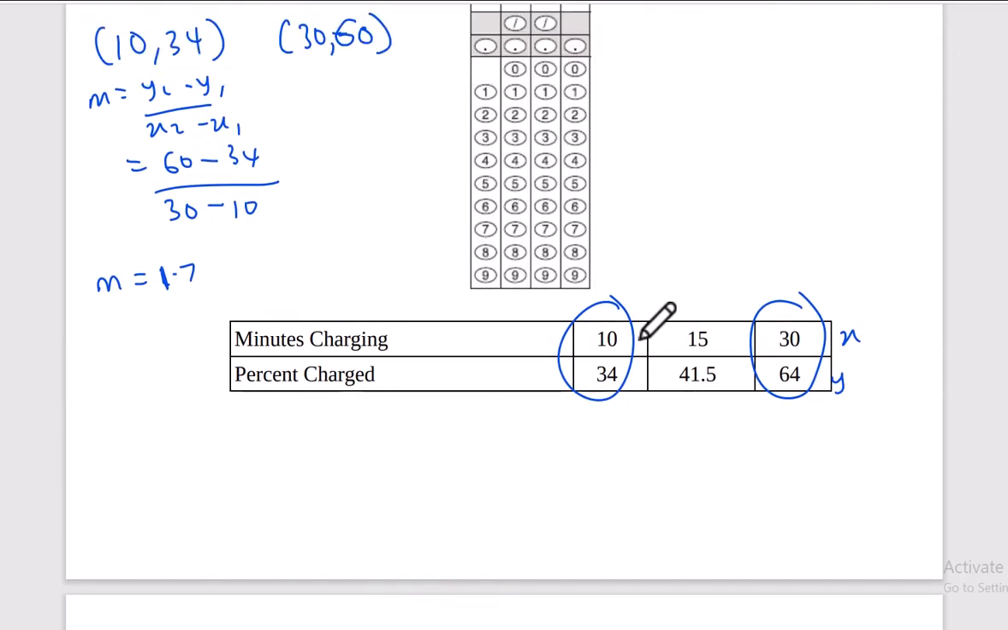So x is 10, y is 34, and x is 30, y is 64. Oh, the problem is from me. So this is 10, 34, then 30, 64.